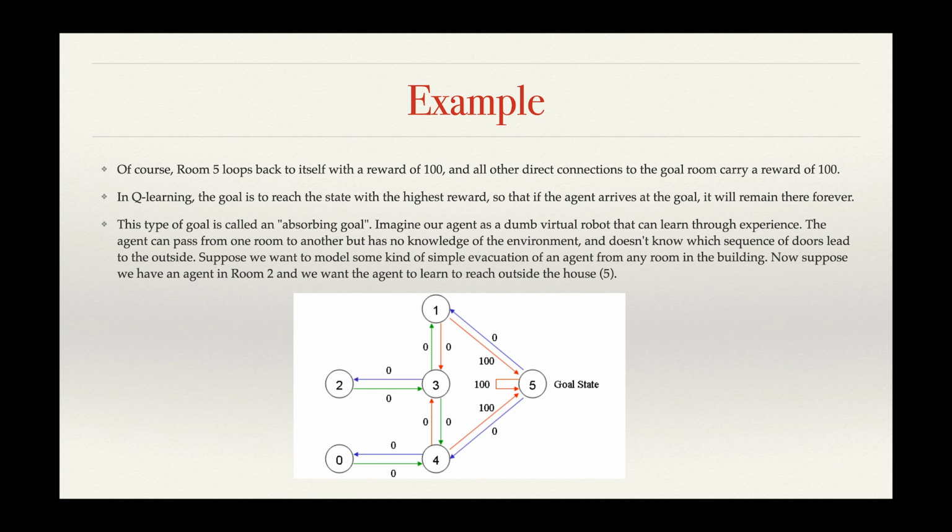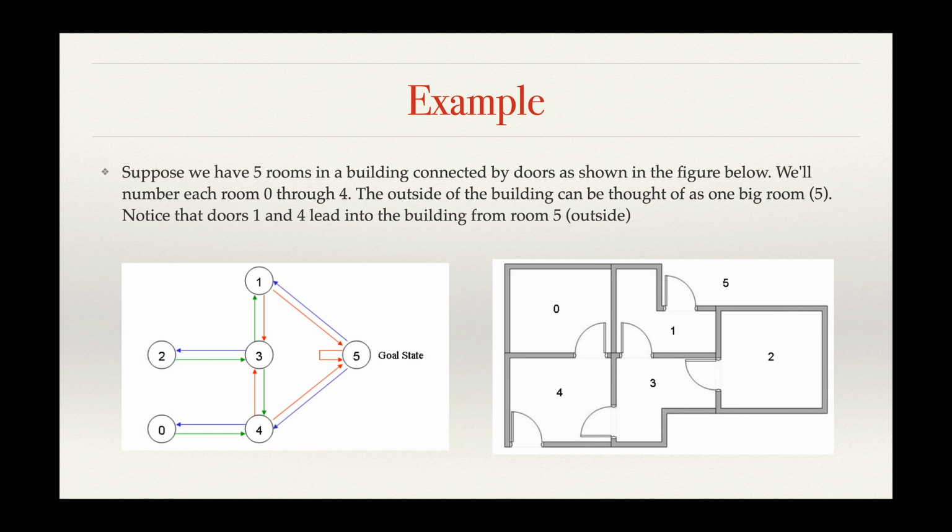Let's take this example. Suppose this is our game. We have 5 rooms in a building connected by doors, as shown in this figure. So we have 5 rooms and we have the outdoor. We will number the rooms from 0 to 4, and the outside, which is a big room or the outside yard, would be equal to 5. So here we see the connections.